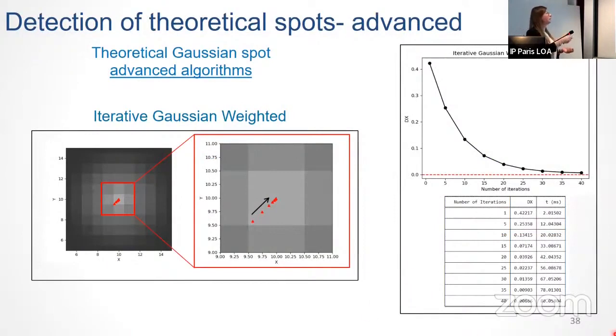So we looked at an iterative Gaussian algorithm, where each beamlet is weighted by a Gaussian beam, and its position is iteratively adjusted. So you see here the result of the calculation of the centroid for one iteration, while in the direction of the arrow we increase the number of iterations, and we go to the real center. Here you see a plot of how well they found the theoretical spots with respect to the number of iterations and the computational time.